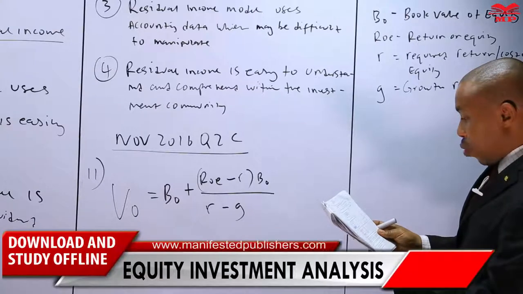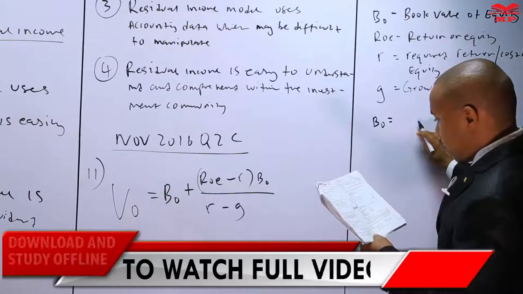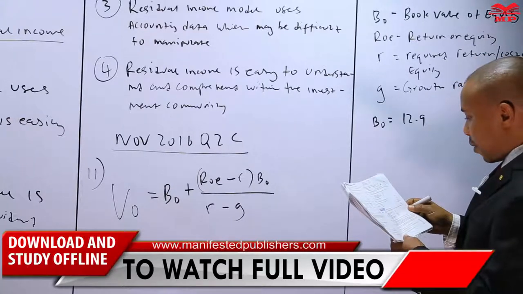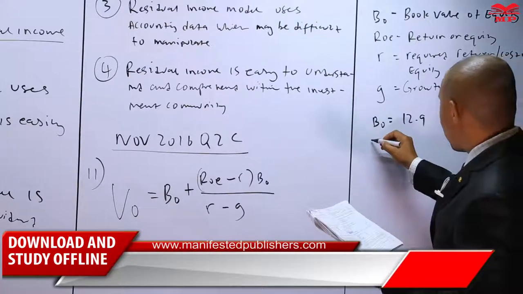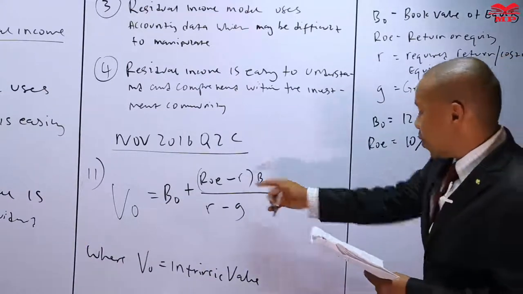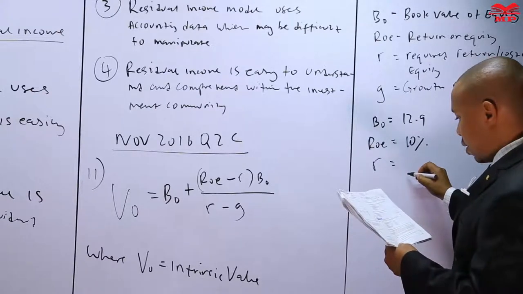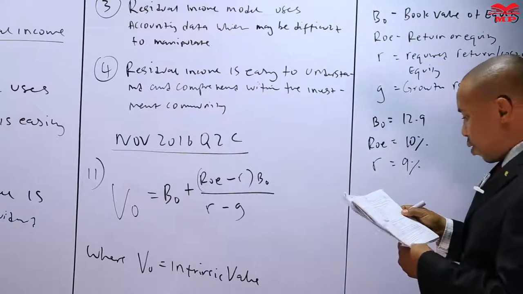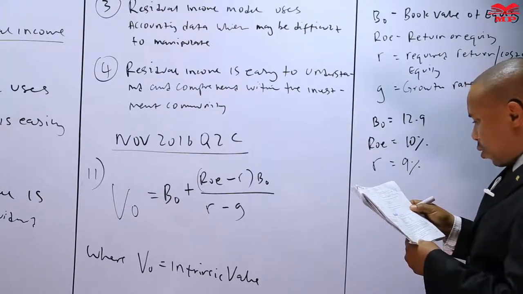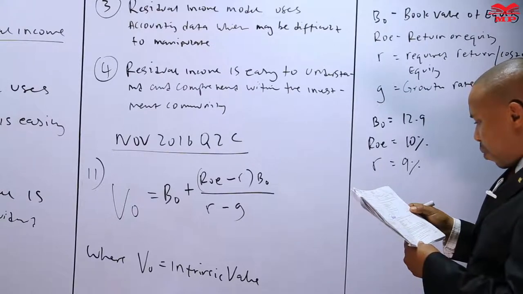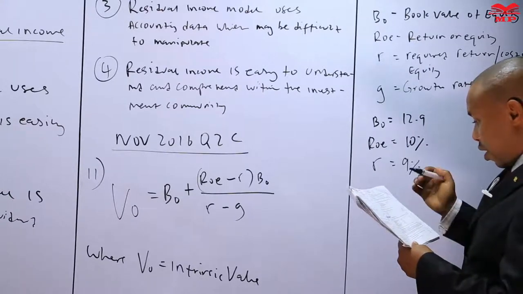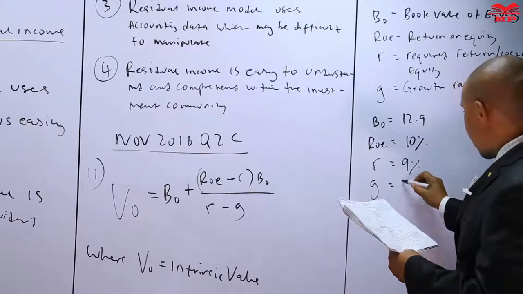I can see that we have the current book value per share, so B0 is 12.9. Then we have the expected long-term return on equity, so ROE is 10%. The required return, the cost of equity, R, is 9%. And then, do we have the growth rate? Expected return, do we have the growth rate? We don't see it there at first, but looking at the information, the current market price, the current book value per share, long-term return on equity, and long-term growth rate are given to us. So G is 8%.